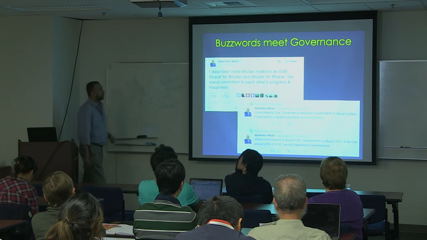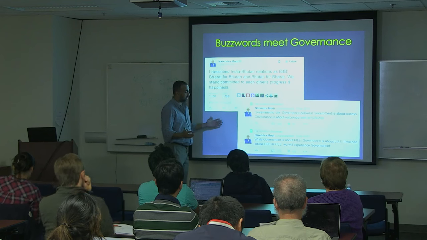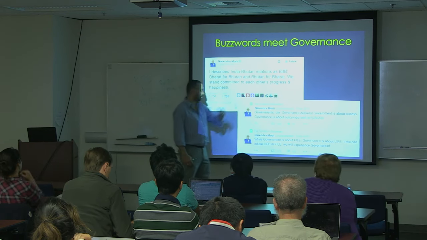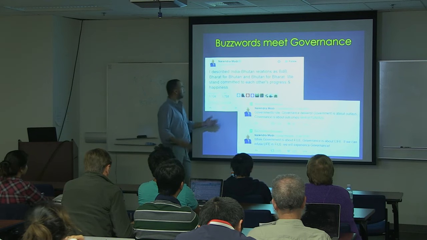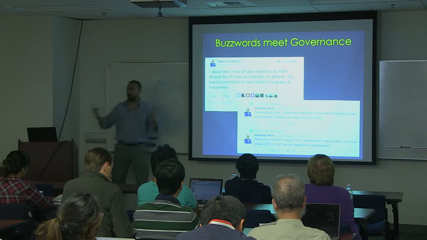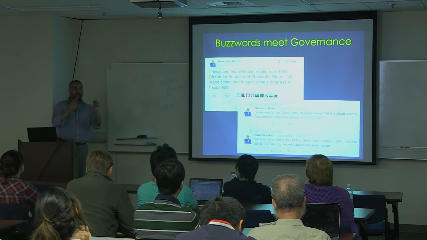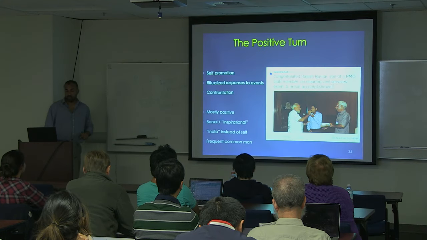He uses a number of buzzwords. Sometimes they come across as a little bit funny, but they are quite effective in the retweet counts. Governments rule, governance delivers. Government is about file, governance is about life. I describe India Bhutan as B for B, Bharat for Bhutan instead of B2B. So this use of alliterations and various kinds of buzzwords is also something we find very commonly.